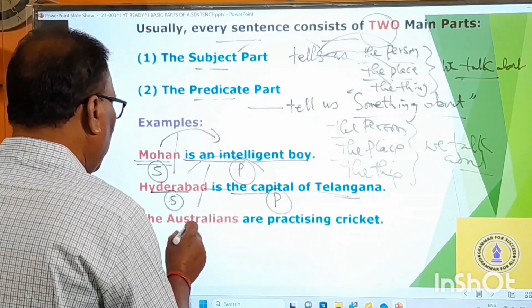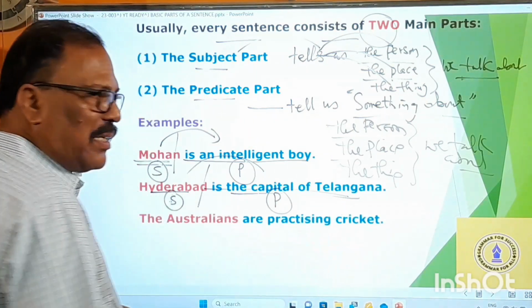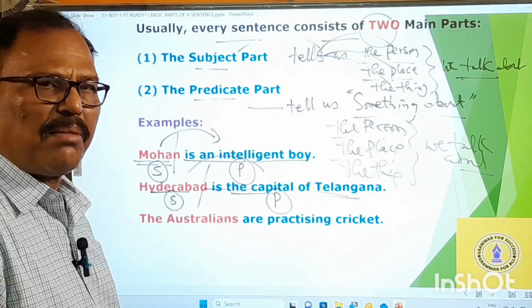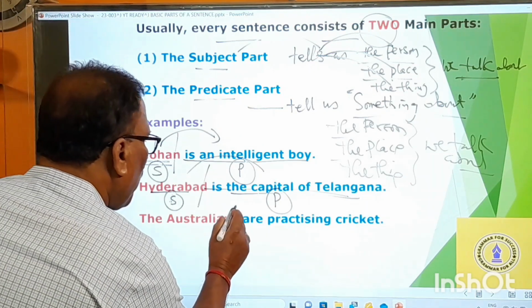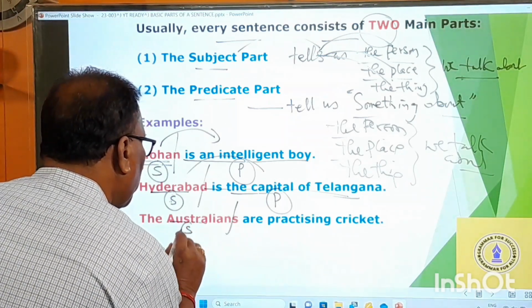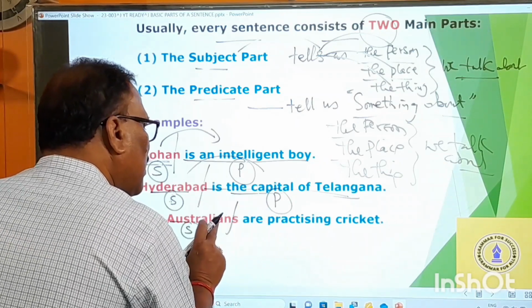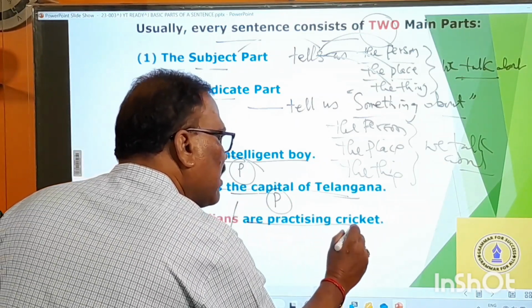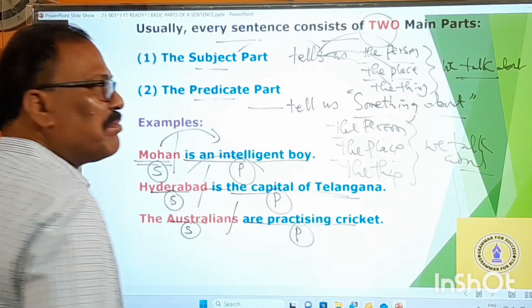One more example. The Australians are practicing cricket. Who are we talking about in this sentence? We are talking about the Australians. This is the subject part. What is said about these subjects? Are practicing cricket. This is the predicate part.